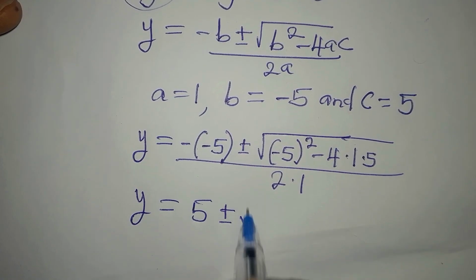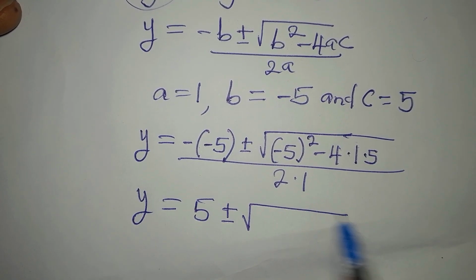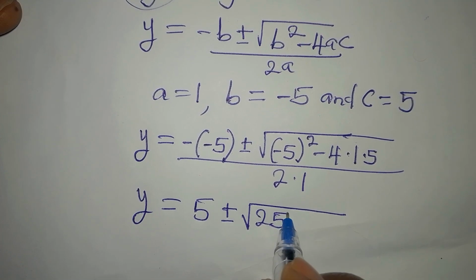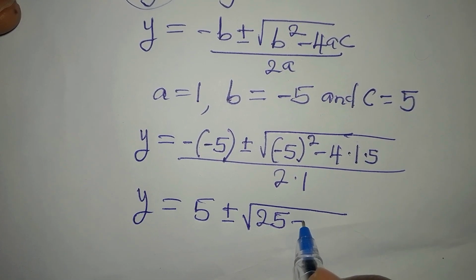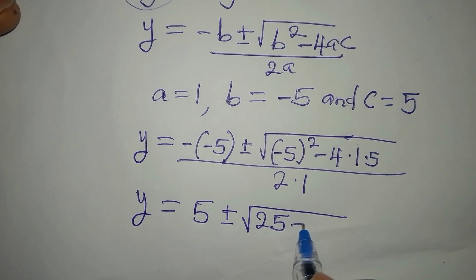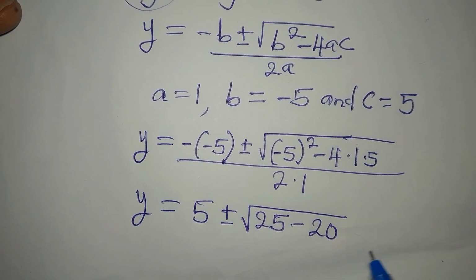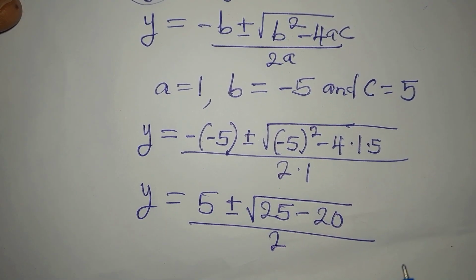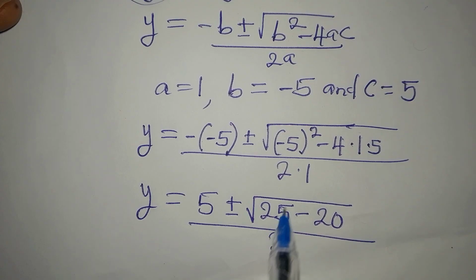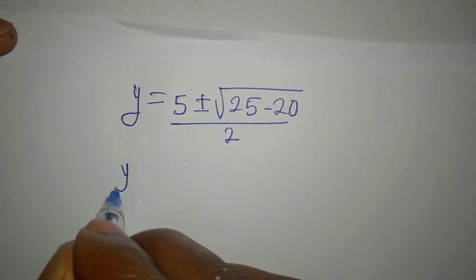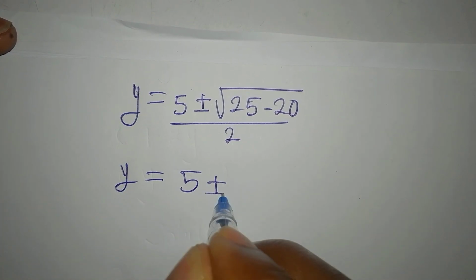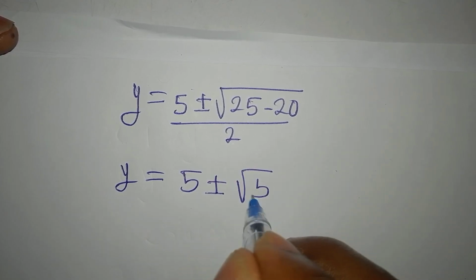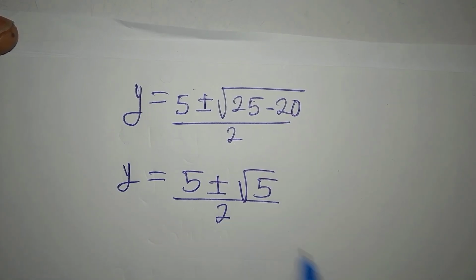Then plus or minus, we have the square root of minus 5 squared, which will give us 25. Then minus 4 times 1 times 5, that will give 20. Then we divide by 2 times 1, which is 2, right? The next thing is to simplify what we have under the root. So we'll have 25 minus 20, which will give us 5. So y will now be 5 plus or minus the square root of 5, over 2, right?